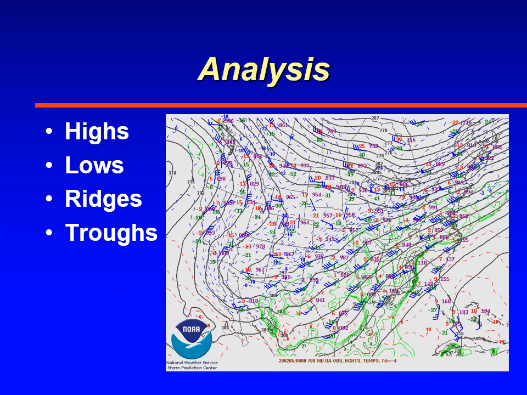So on this map, we plot highs and lows. Also, extended areas of relatively higher heights are called ridges. Areas of extended lower heights we call troughs.